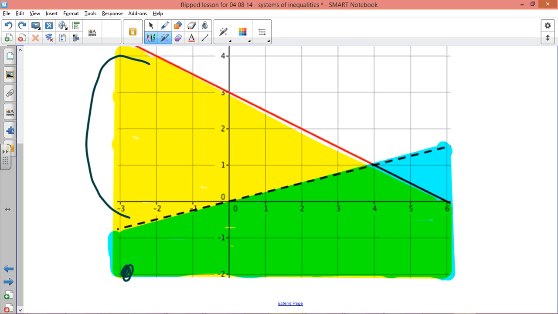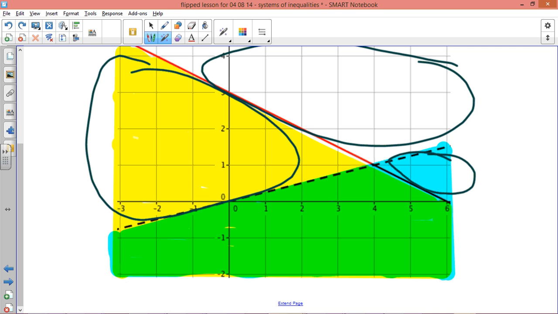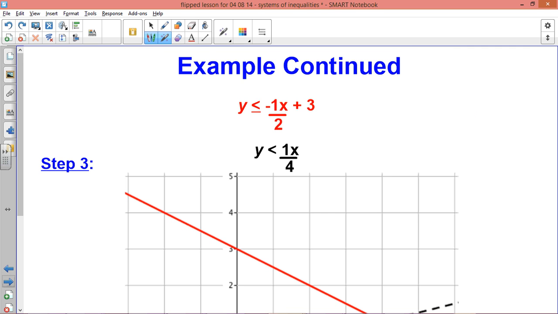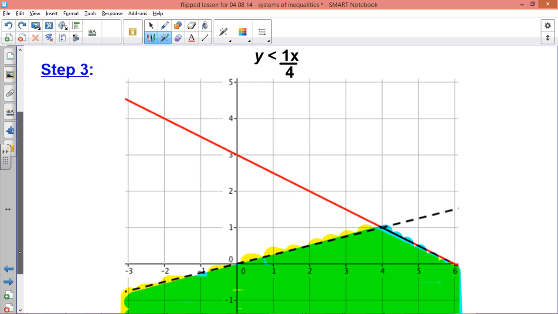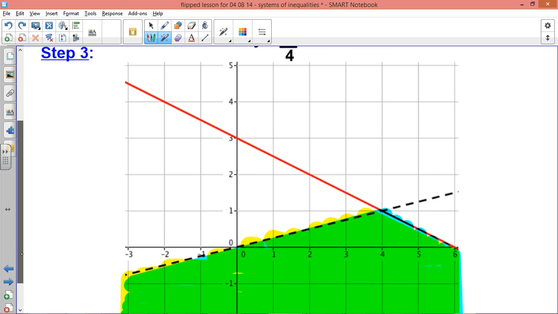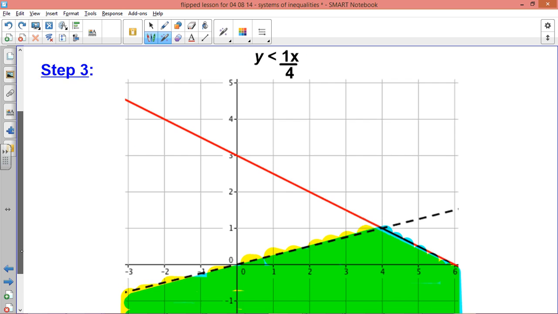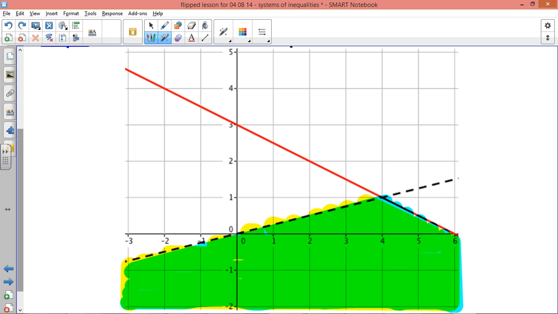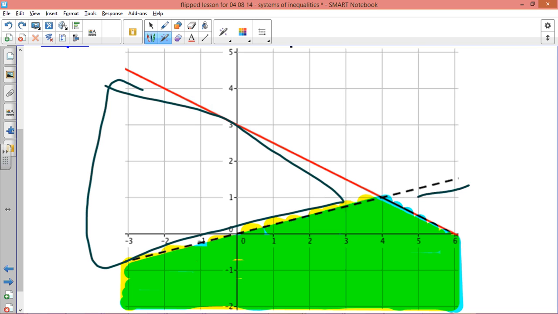Nothing in here would be a solution. Nothing in here would be a solution. Nothing up here would be a solution. Okay, let's go on. What we did in this third step, after we had graphed everything, was erase the stuff that I had filled in here and here. So it makes it very obvious that our solution is this part right here.